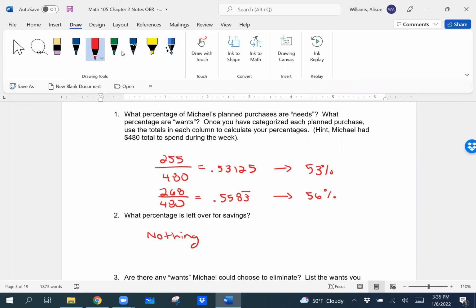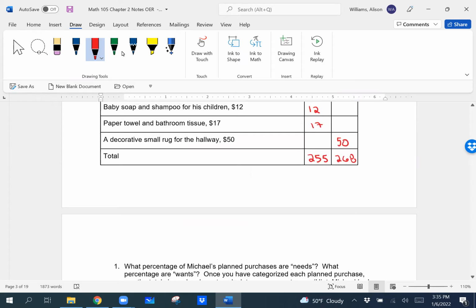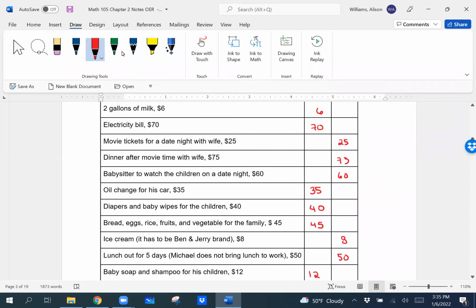Okay, so are there any wants that Michael could eliminate, and what do you suggest that he eliminates? So I'm going to come back up here, and this is of course dependent on what you think. Now we could take out every want, okay?